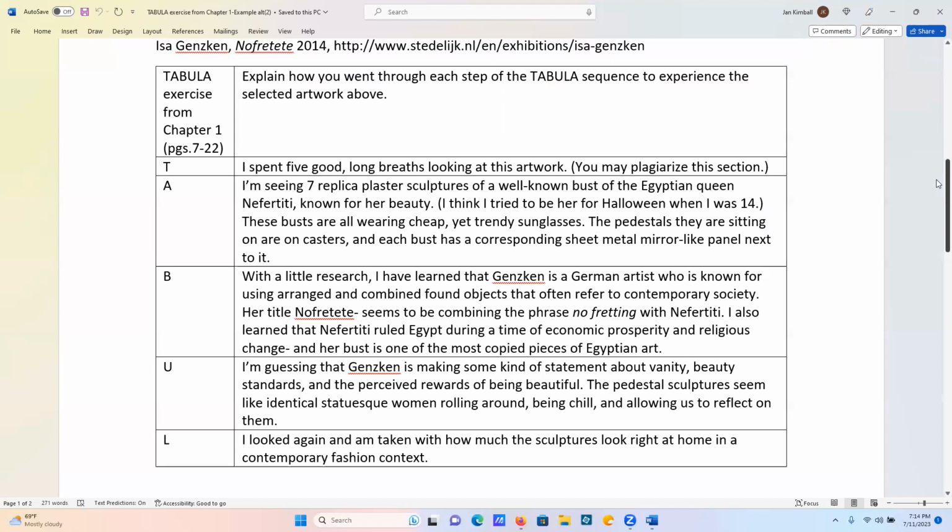Somebody else filled this out, and the person who filled it out said that when she looks at this, she sees seven replica plaster sculptures of a well-known bust of the Egyptian queen Nefertiti, known for her beauty. And she tried to be her for Halloween when she was 14. These busts are all wearing cheap yet trendy sunglasses. The pedestals they are sitting on are on casters, and each bust has a corresponding sheet metal-like panel next to it. So she recognizes Nefertiti and had some relationship in that she tried to be her for Halloween.